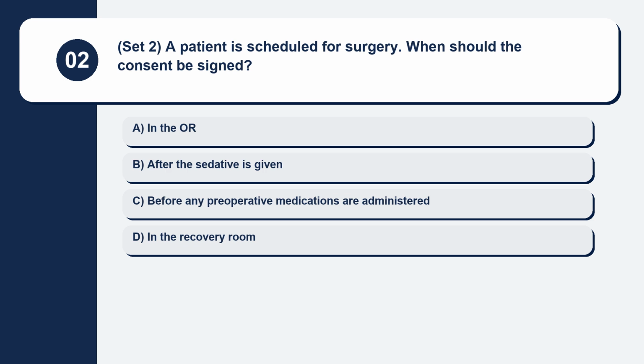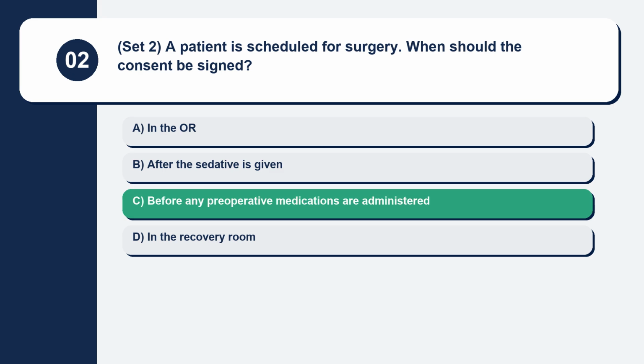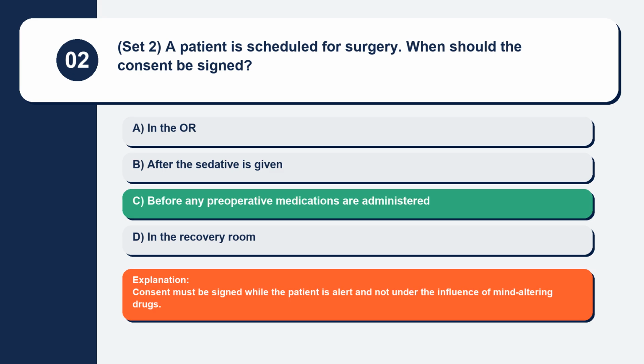Question 2. Set 2. A patient is scheduled for surgery. When should the consent be signed? In the OR, after the sedative is given, before any preoperative medications are administered, in the recovery room. Consent must be signed while the patient is alert and not under the influence of mind-altering drugs.